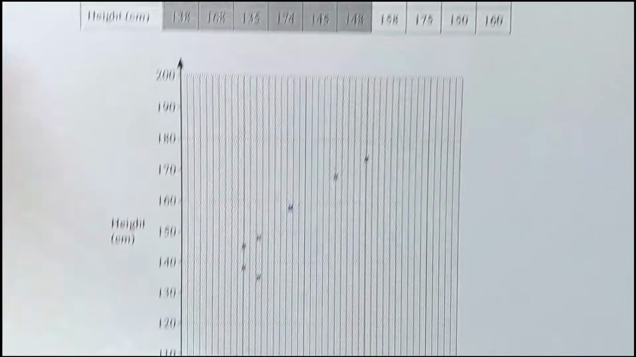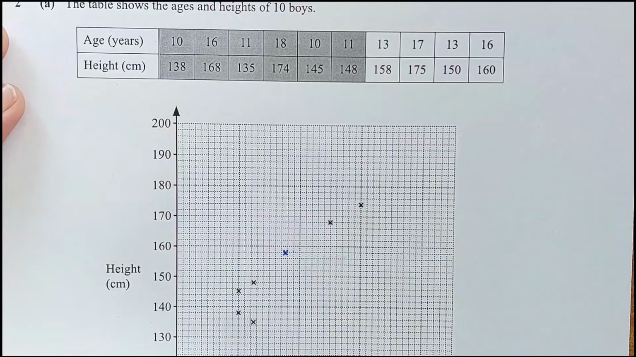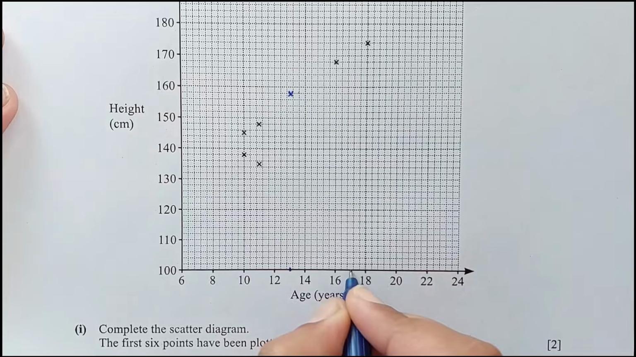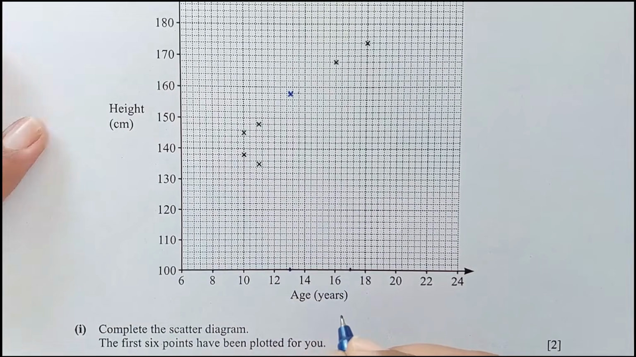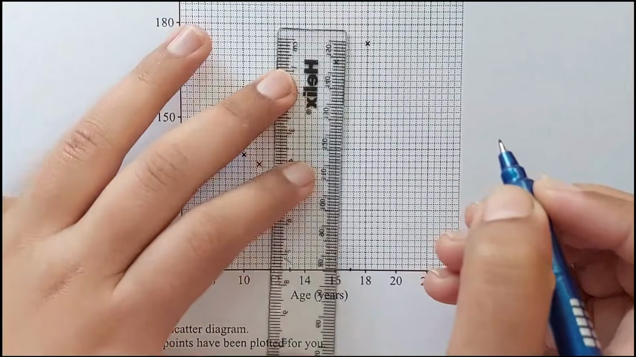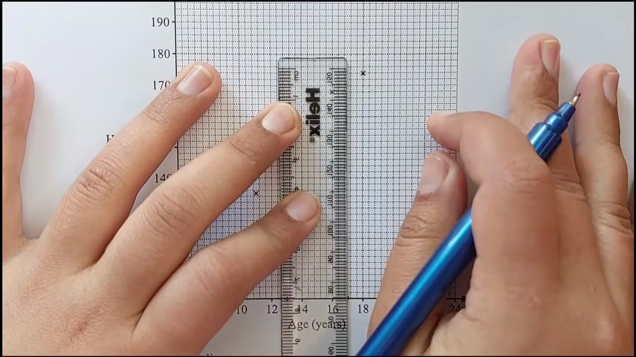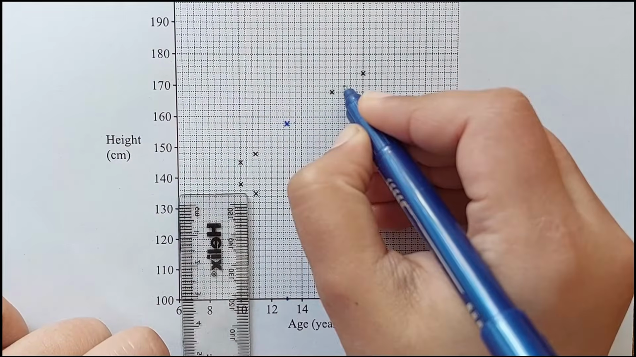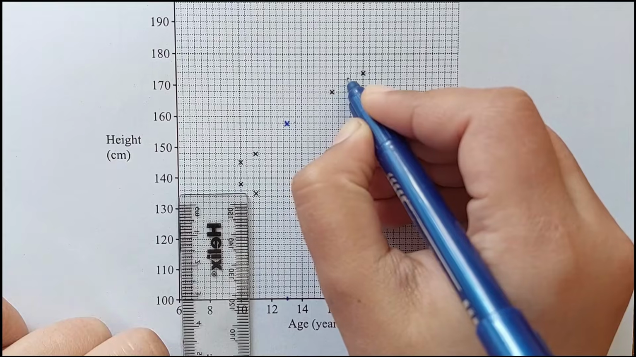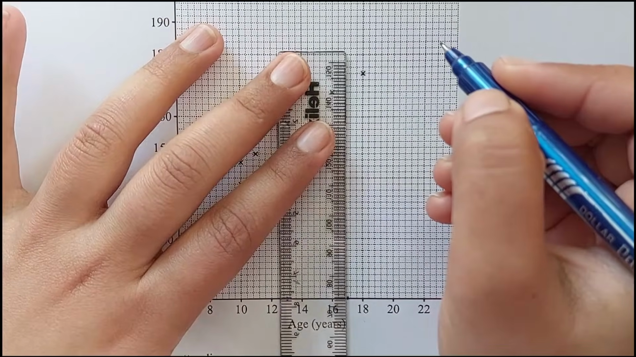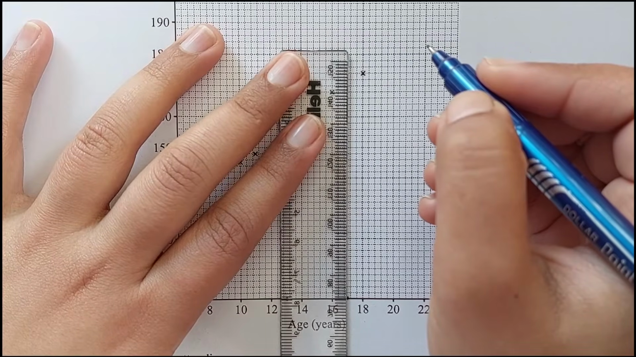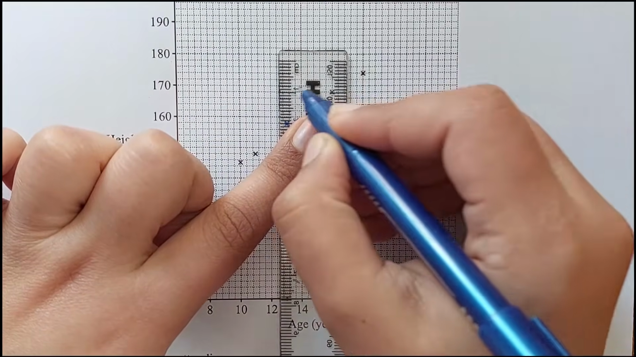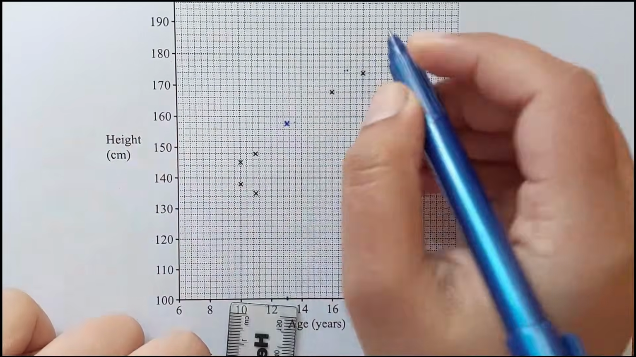Right? Okay, the next point is 17 and 175. 17 is in the middle of 16 and 18, and 175 we have at the top. You can see this is 170, 72, 74 and 75. Yes. This line is 72, 4 and 5 in the middle, right?